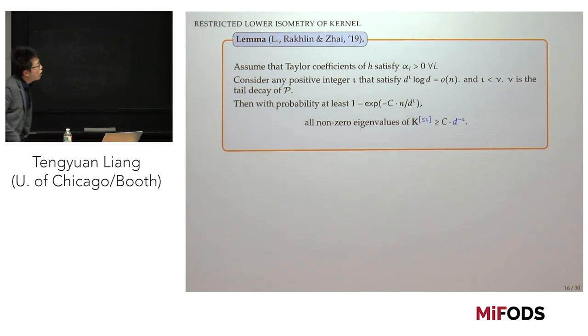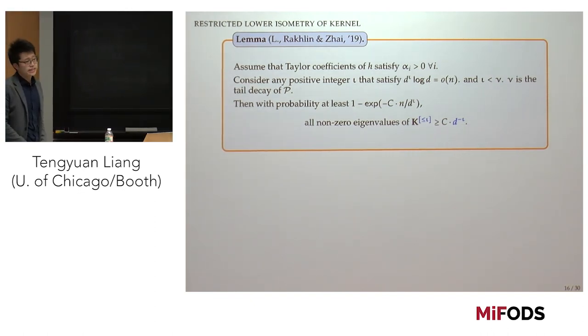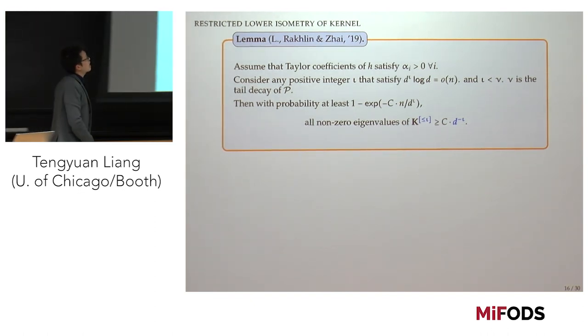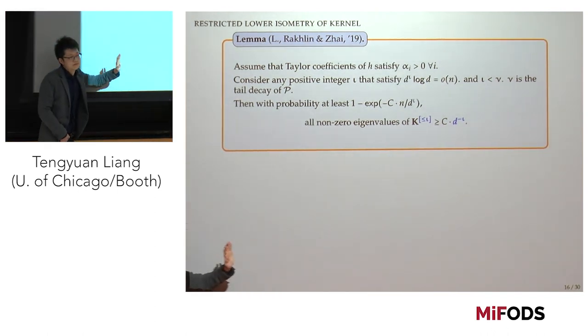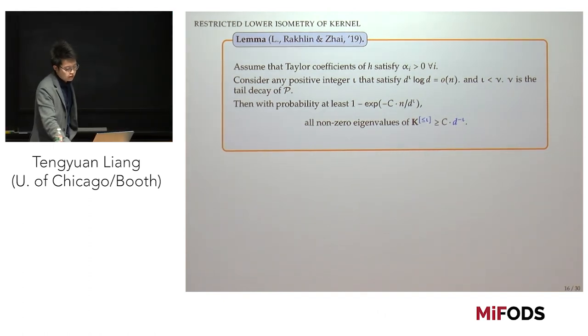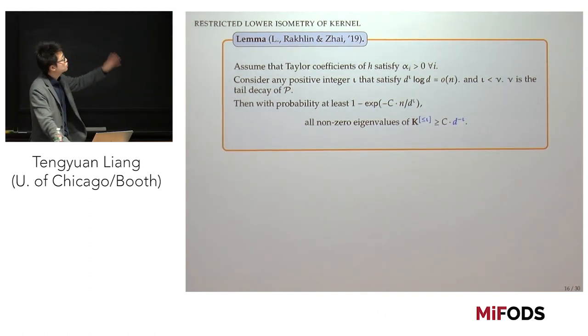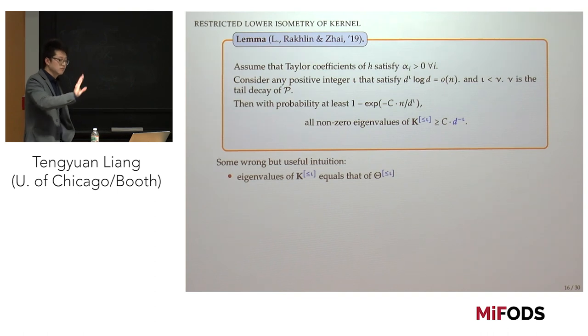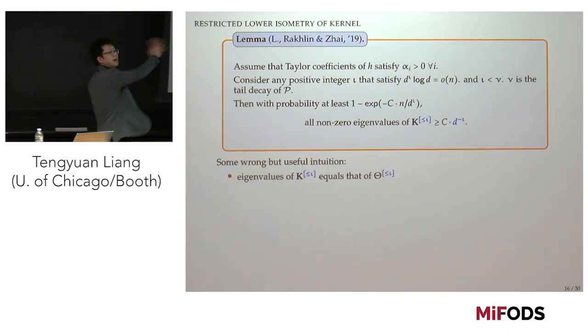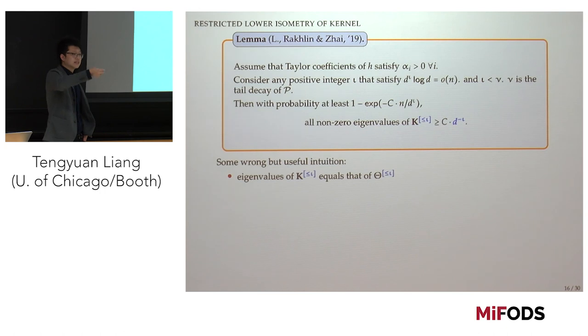So let's assume all the Taylor coefficients are non-negative for any i. We want to show that with high probability, this is true: all the non-zero eigenvalues of the thresholded, filtrated kernel are larger than or equal to d raised to the power negative alpha. Let me give you some wrong but useful intuition. We'll show rough ideas and then refine them, showing you the technical bits we did to overcome all these challenges.